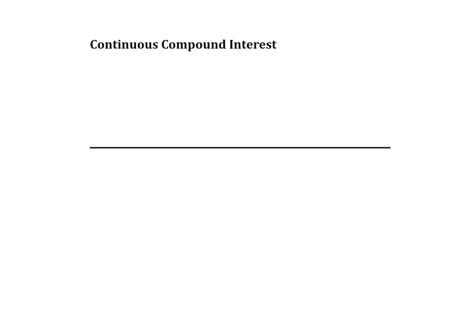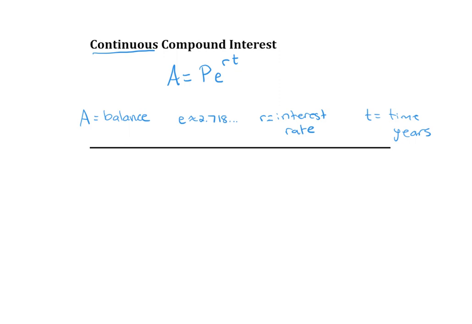And now we are looking at continuous compound interest. So instead of monthly, daily, or quarterly, it is compounded continuously. And here's where the natural base comes in. A equals P, the principal, times base e to the power of r times t. So same thing, A is the balance, r is the interest rate, t is time in years, but the e, just remember that is the irrational number that's about 2.7. And that is just a button on your calculator.